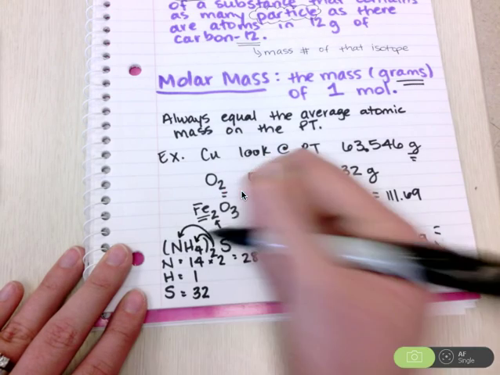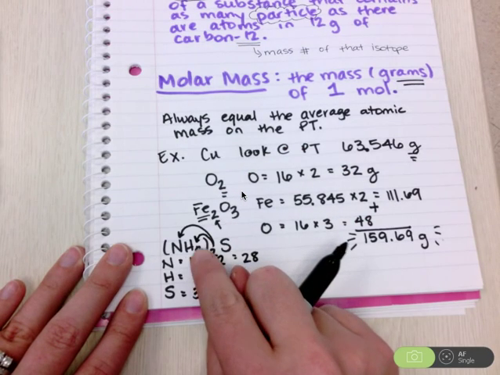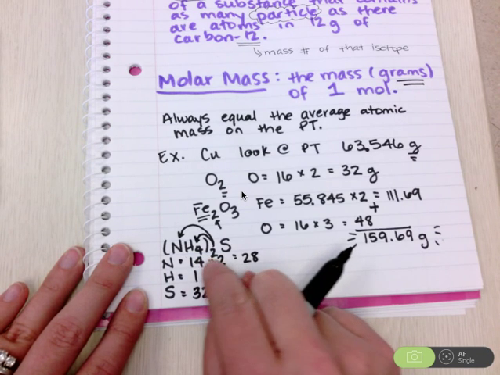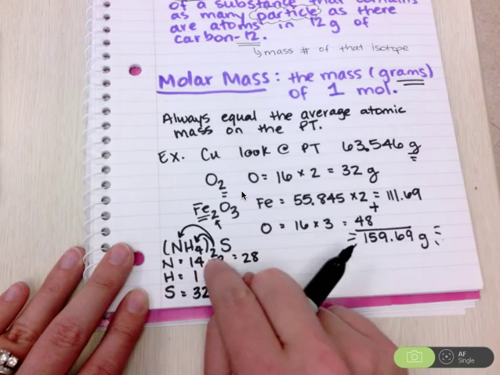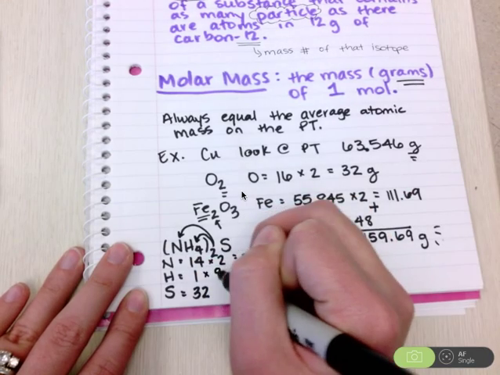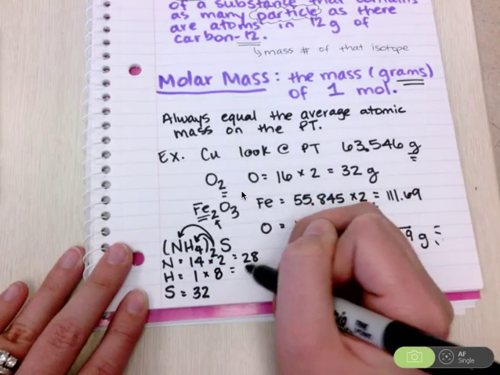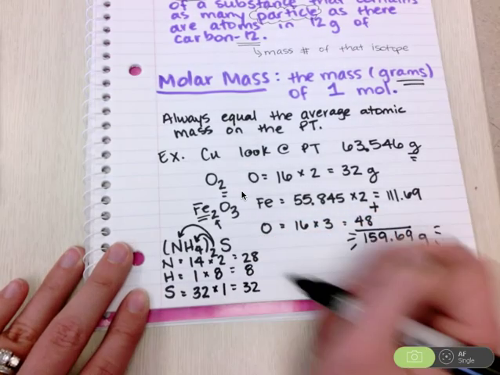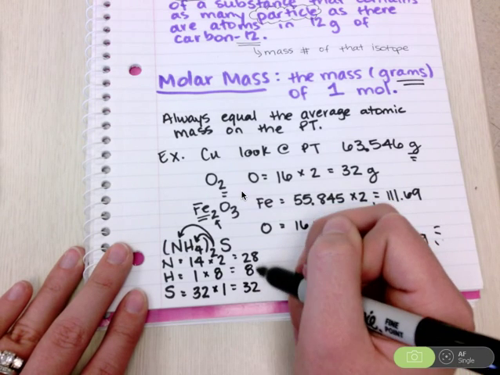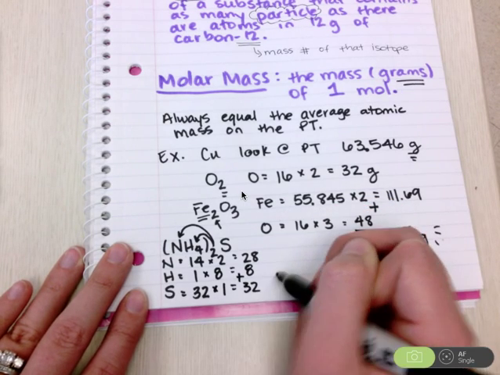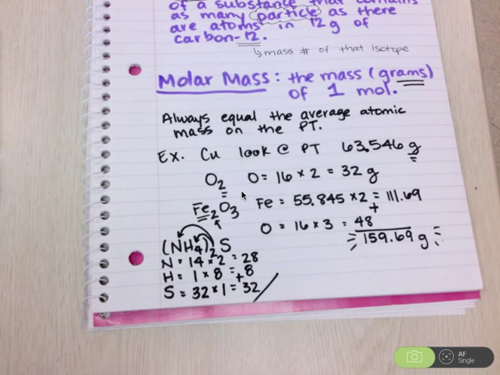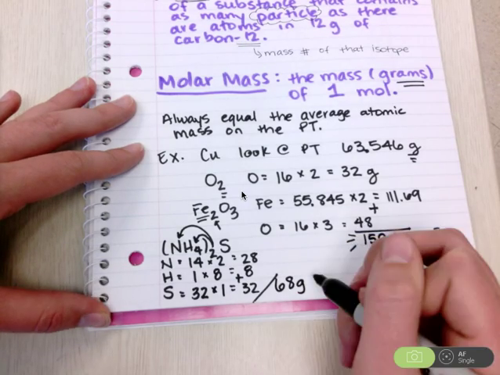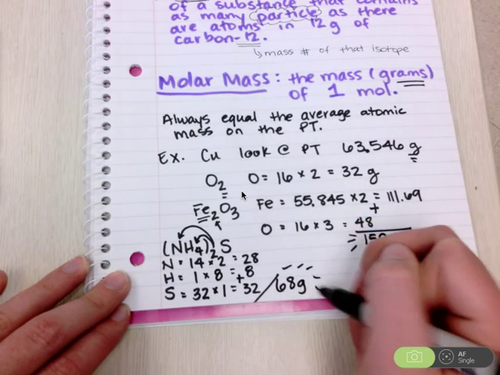This also distributes onto the hydrogens. But I already have 4 hydrogens inside and a 2 on the outside. Again, I multiply. What's 4 times 2? 8. 1 times 8 is still 8. And there's only 1 sulfur, so it stays at 32. Once I get all my individual element masses, I add them together. 28 plus 8 plus 32 gives me 68 grams as my molar mass.